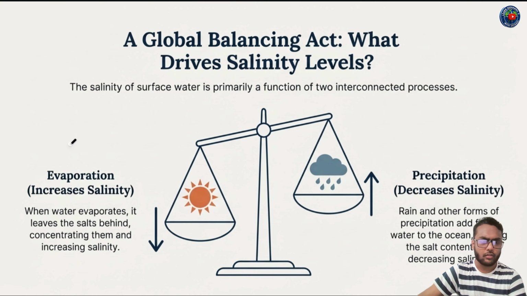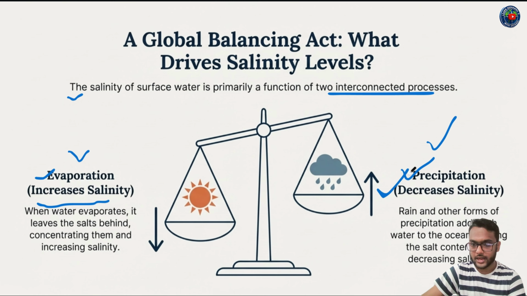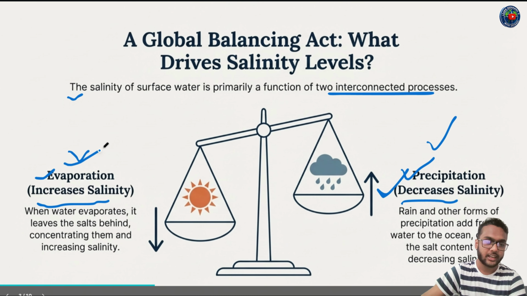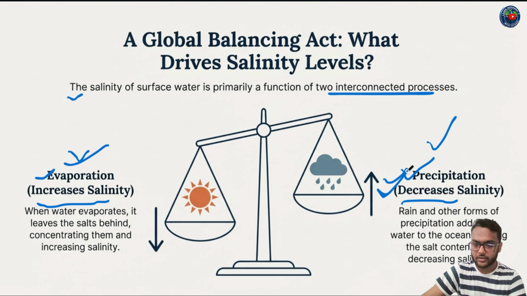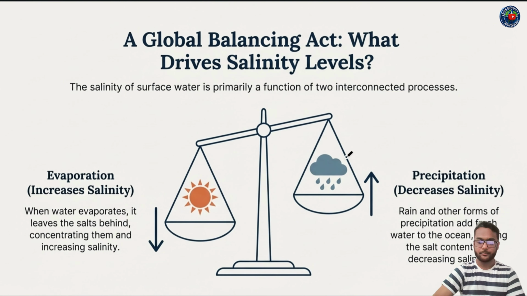Now, the two primary controlling factors of ocean salinity. The salinity of surface water is primarily a function of two interconnected processes: first of all, evaporation and precipitation. Evaporation leads to an increase in salinity, and through precipitation, the salinity decreases. When water evaporates, it leaves the salt behind, concentrating it and increasing salinity. On the other hand, precipitation, rain and other forms of precipitation, add fresh water to the ocean, diluting the salt content and decreasing the salinity.